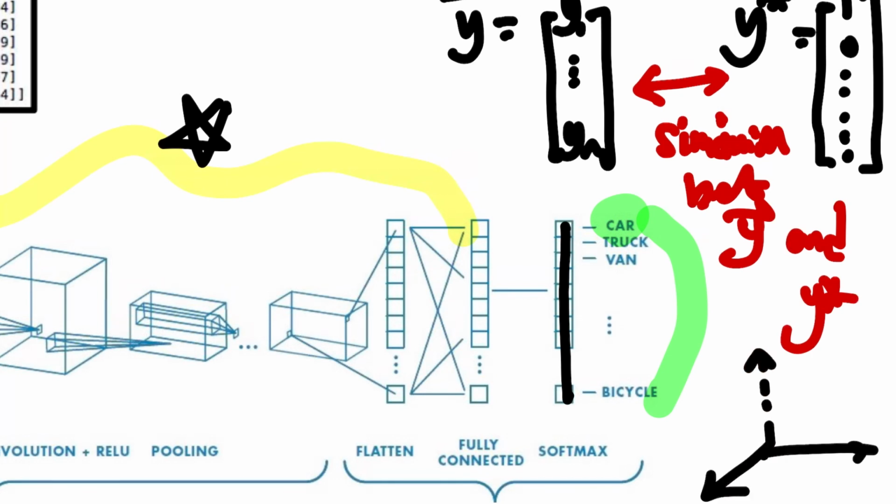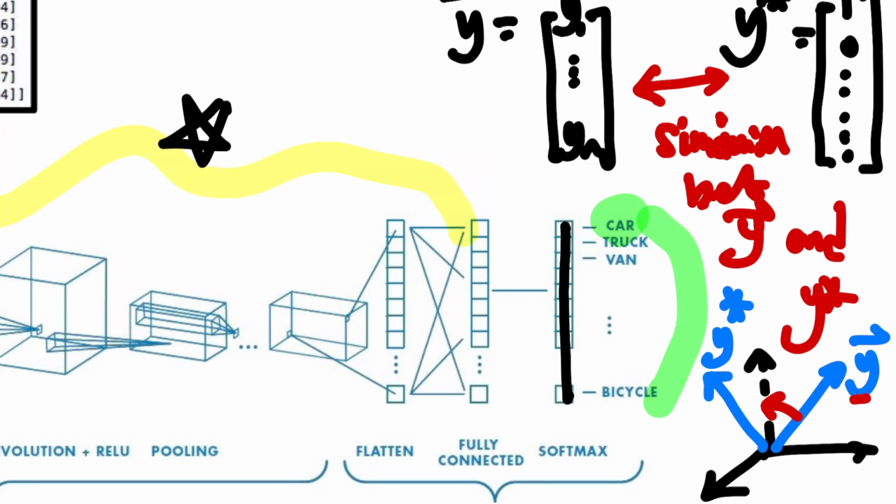So if we draw the vector y and the vector y star, we want to know whether these two vectors are similar or not. To train this network, we try to make these vectors as close as possible.